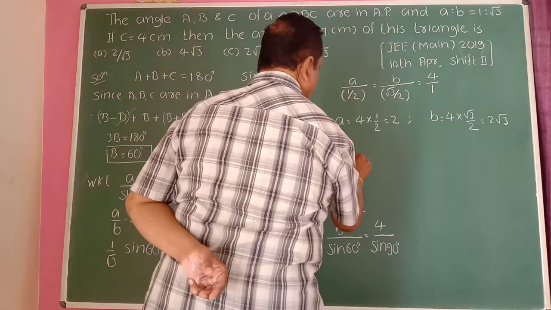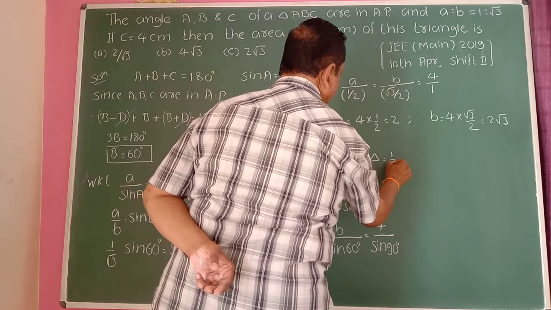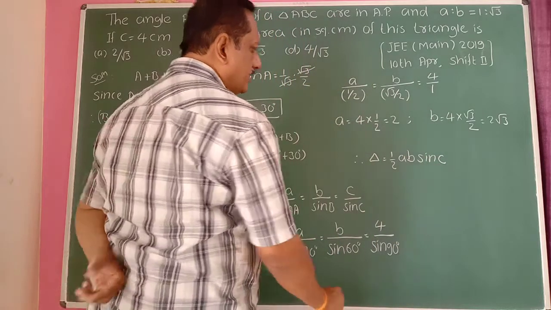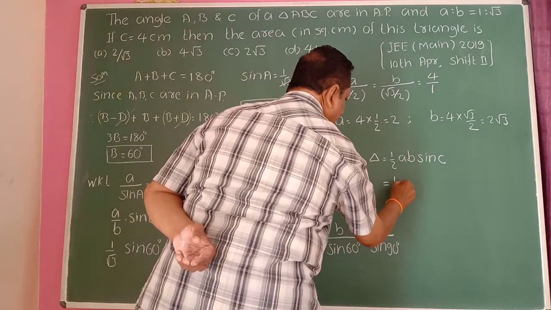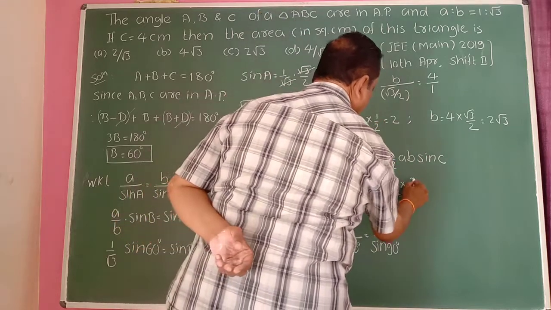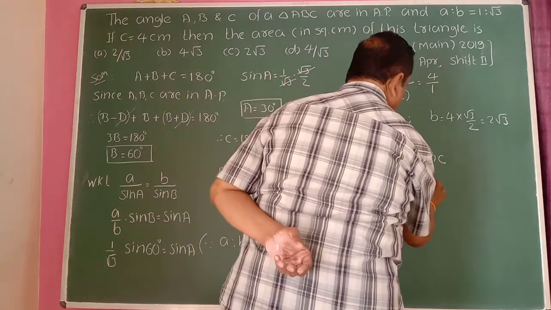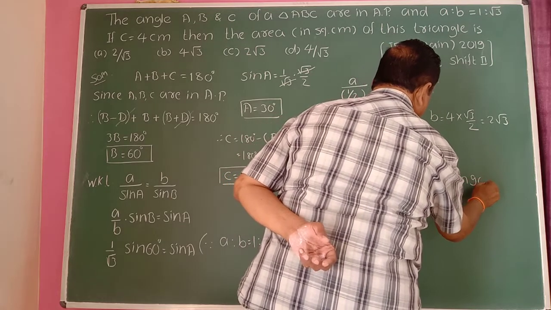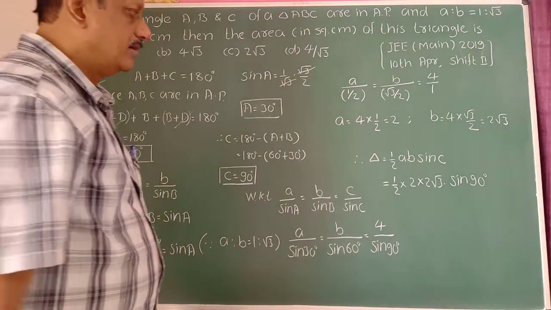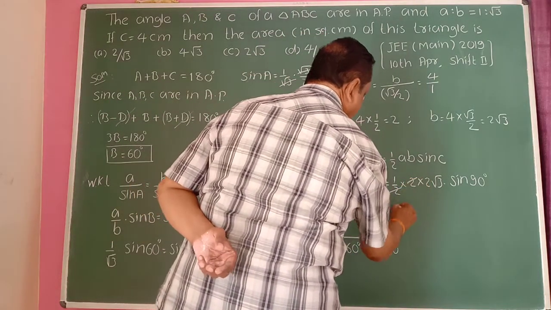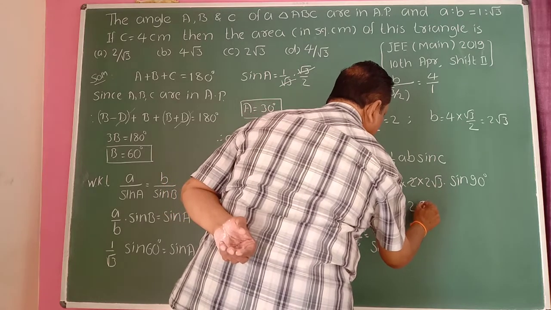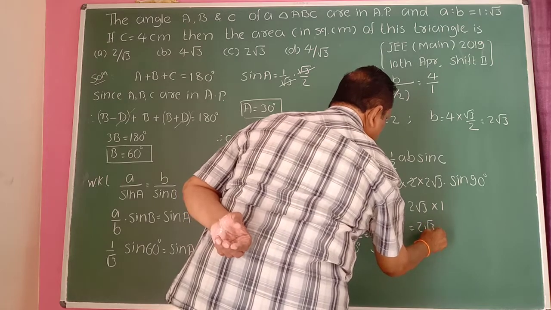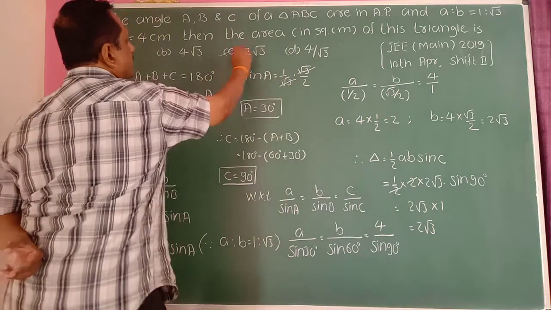Therefore the area of the triangle is 1 upon 2 ab into sine C. This is the formula. So it equals 1 upon 2 into a value 2, b value 2 root 3, into sine of 90 degrees, since C is 90 degrees. This 2 and this 2 cancel. 2 root 3 into sine 90 degrees, which is 1. Therefore the answer is 2 root 3, and C is the correct option.